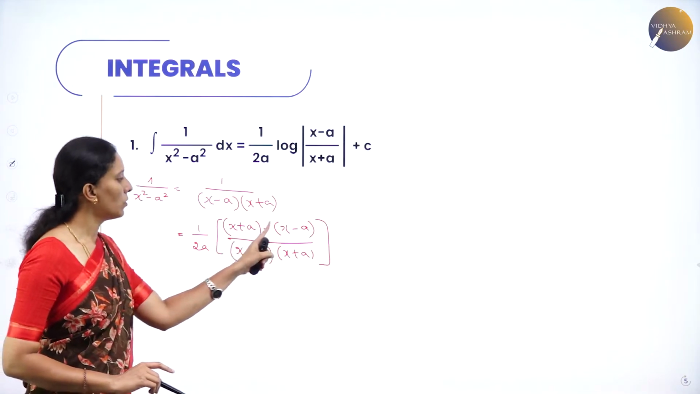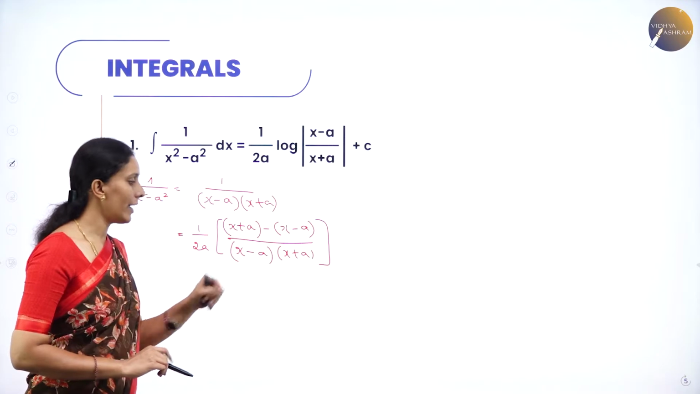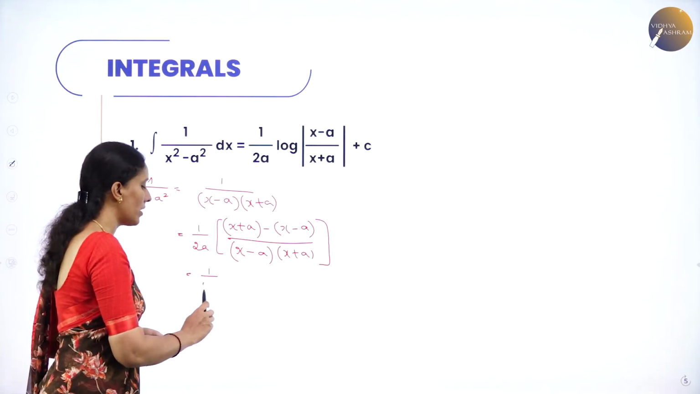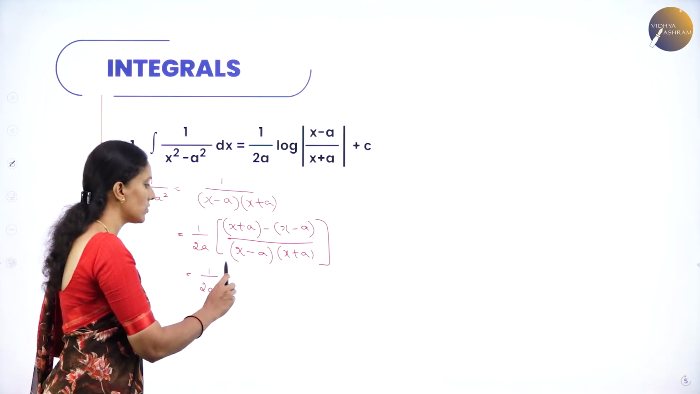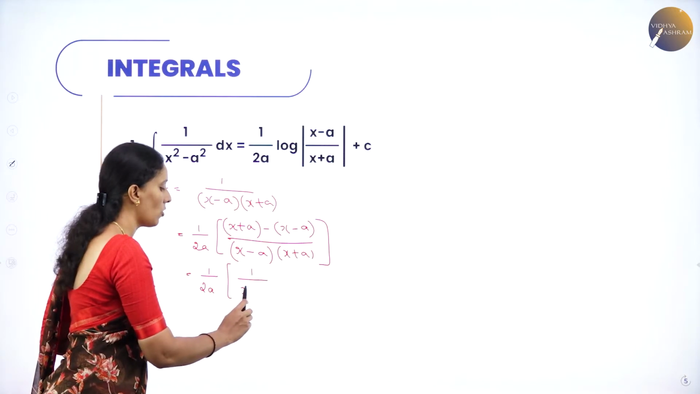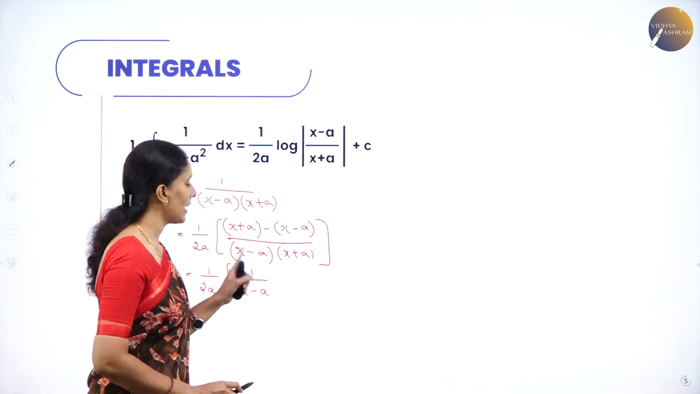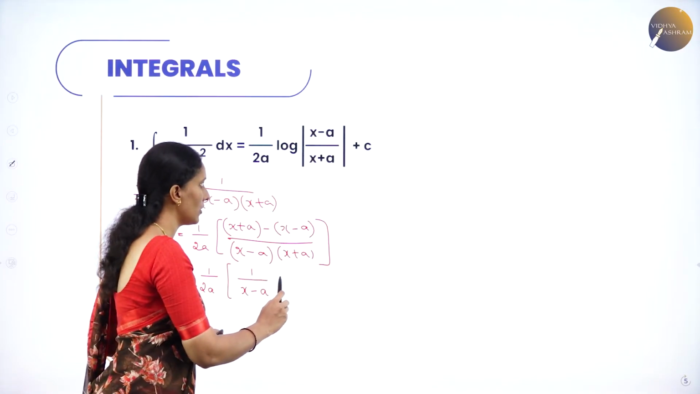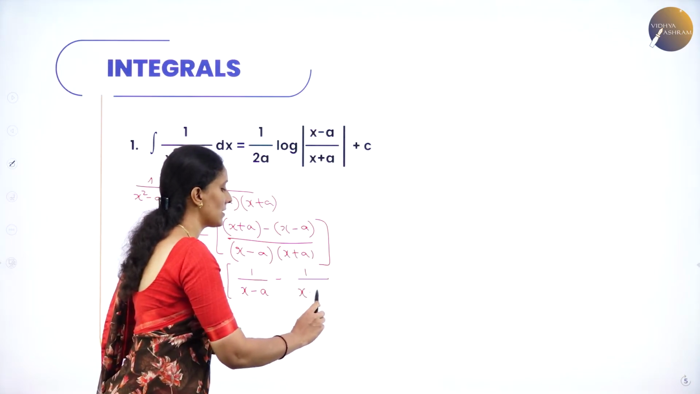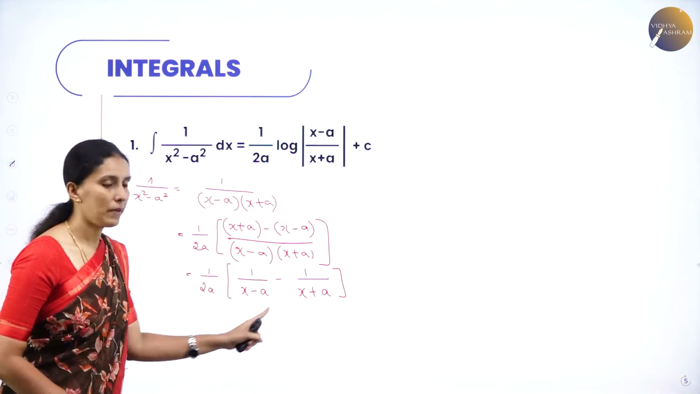Now you have two factors in the numerator. Divide each factor with the denominator (x minus a)(x plus a). So when you divide it, what happens? It is 1 by 2a. When you divide the first one, x plus a gets cancelled and the denominator is x minus a. Next, x minus a gets cancelled and here you have minus 1 divided by x plus a. So this is the simplification.